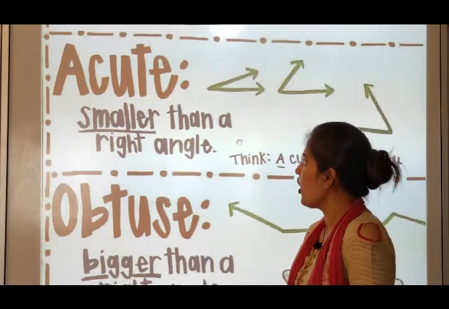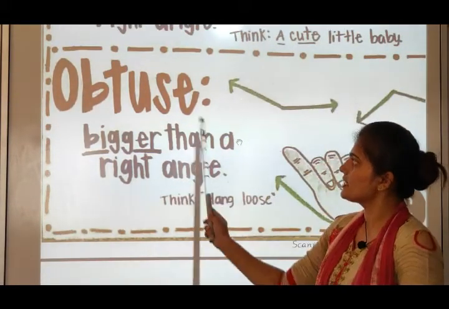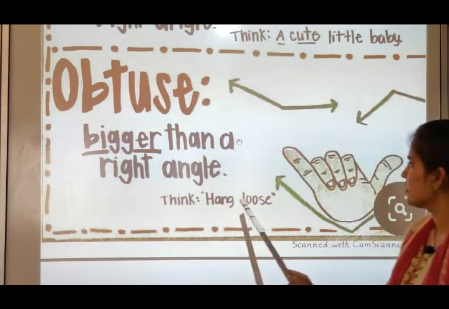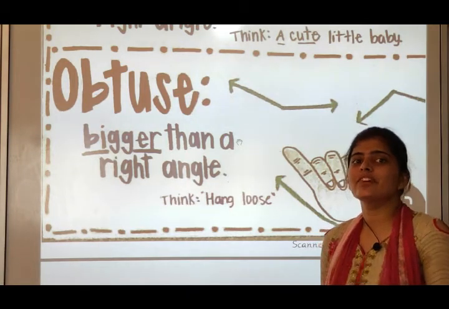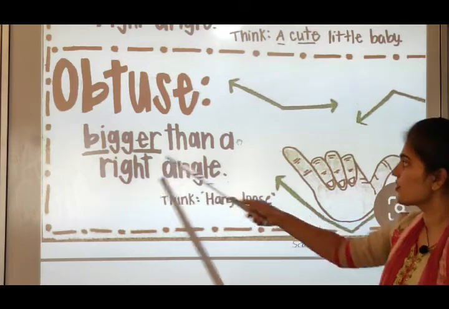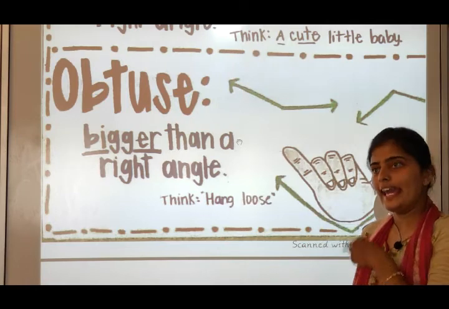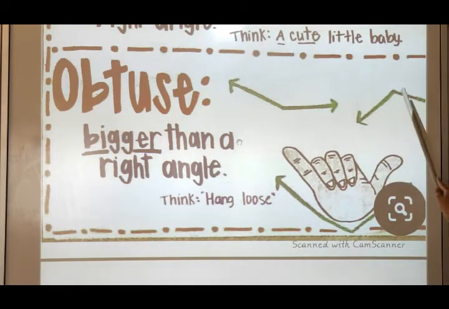Now next is obtuse. Here you can see obtuse. Obtuse means bigger than a right angle. If you put your hand this way, it will make an angle greater than 90 but less than 180, meaning it will not be a straight line; it will be less than a straight line but more than an L. So here you can see these are obtuse angles. Here is another example, and here is one more example.